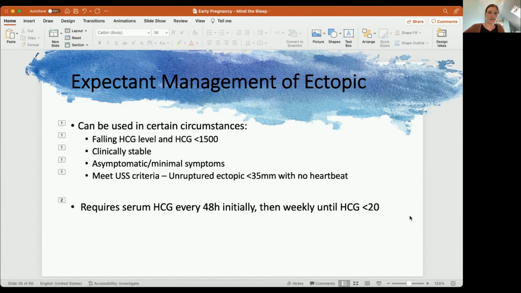Essentially, this requires quite a lot of commitment from the patient, and you need to know they're going to come, because you don't really want these ones to be lost to follow-up, someone with an ectopic pregnancy.